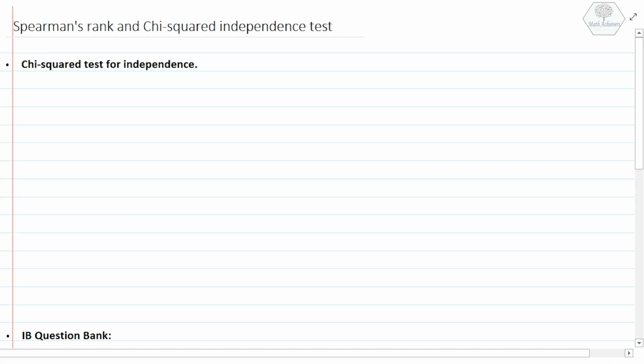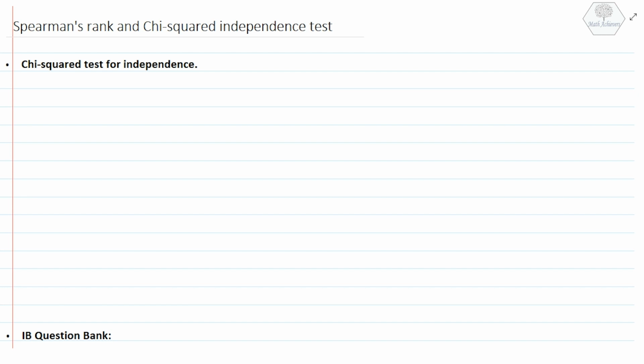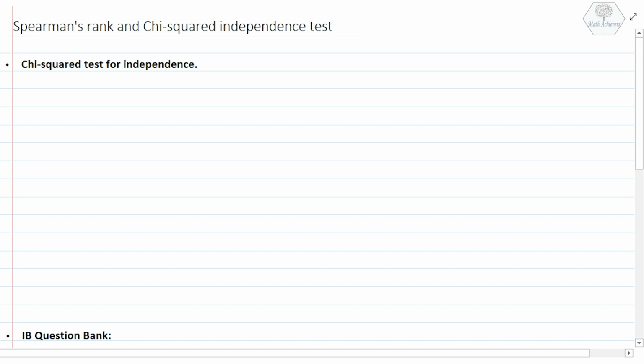Now, let's talk about the chi-square test for independence. The chi-square test for independence is used to test two variables if they are independent of each other or not. We start by setting our hypotheses. We start with the null hypothesis, which we write as H naught. Always with the null hypothesis, we state that X is independent of Y.